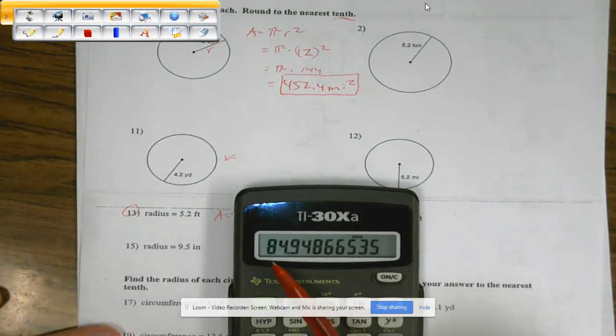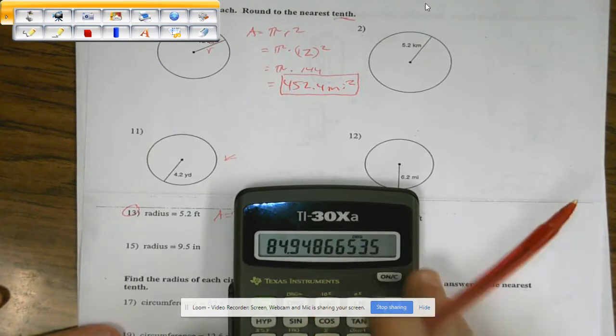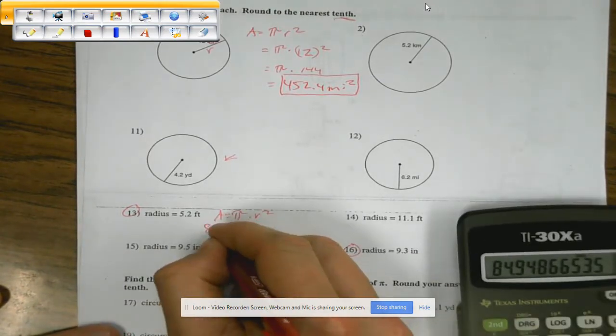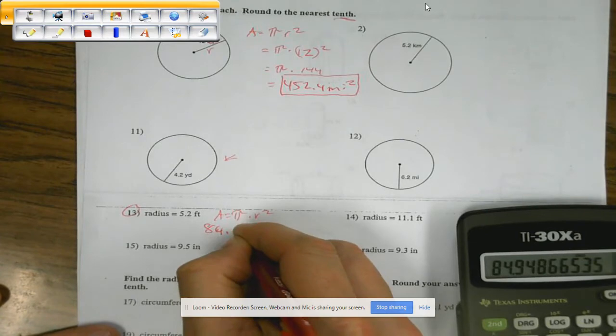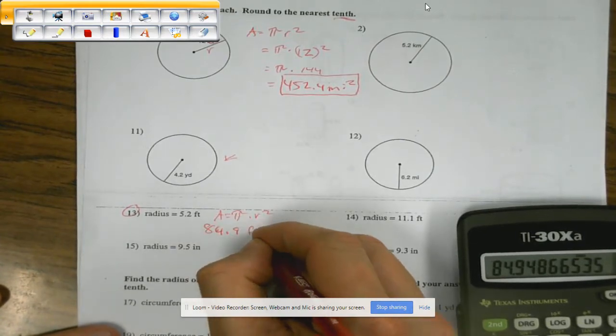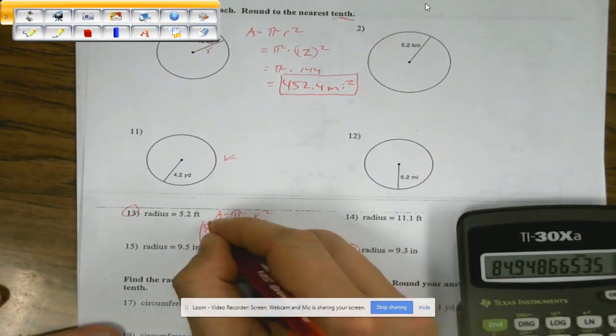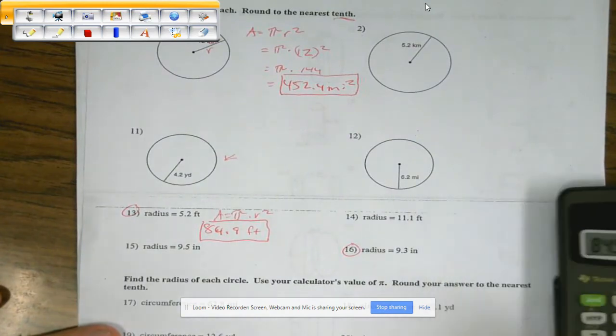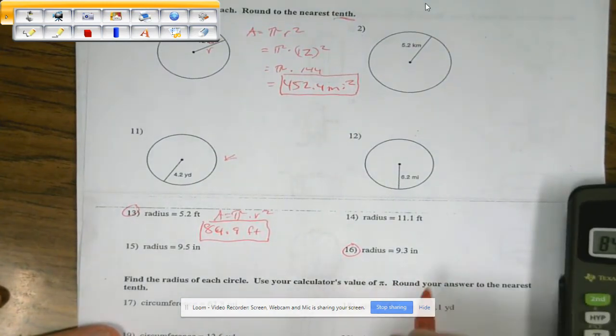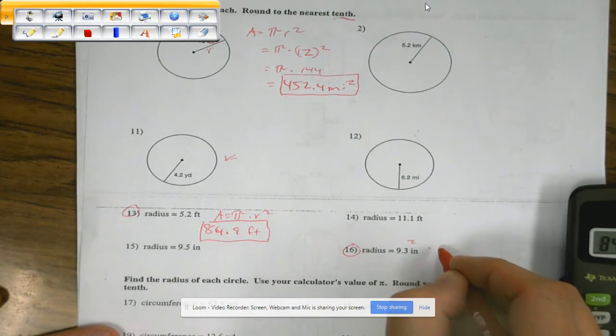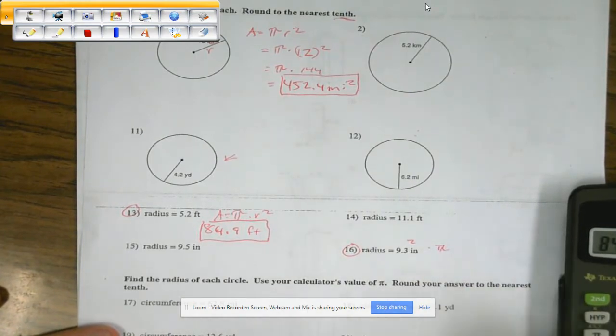equals. Okay, so that would be 84.9, but that's 9.4, so it's just 84.9. Okay, and that's in terms of feet. Okay, right like that. So all these work that same way, so you're just going to take that there and square it times pi. That's the way all of them are going to work.